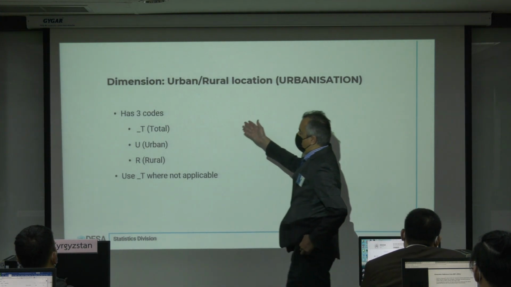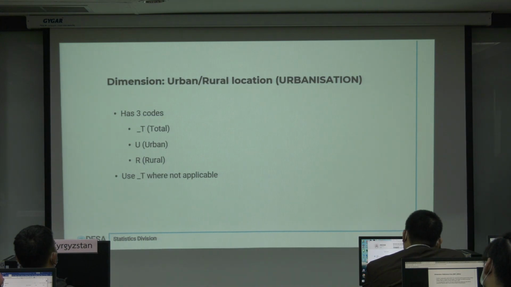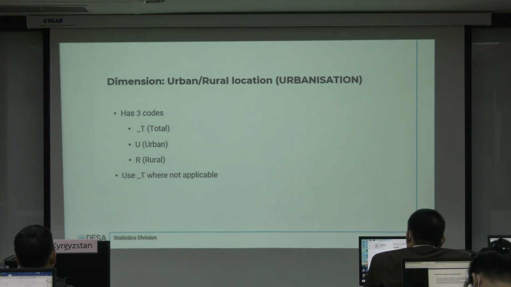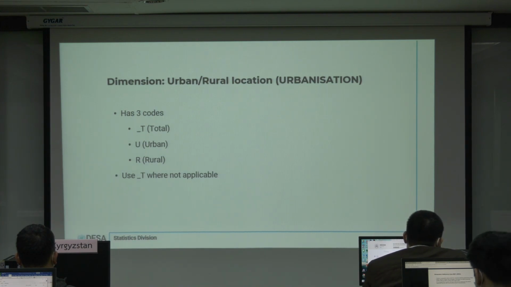Again, disaggregation by urban-rural location. And if you look at the code list, you will see two more codes, I think for semi-dense urban areas. But this one is usually very easy to use.